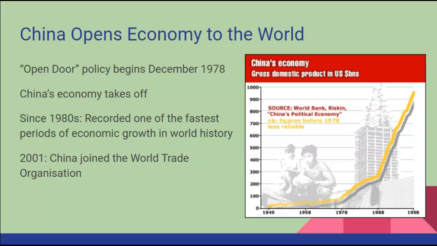With these reforms, many businesses came to China for the incentives and cheap labor. As a result, China's economy took off. Since the 1980s, China is considered to have one of the fastest periods of economic growth in world history. On the graph to the right, you can see how in a 20-year period from 1978 to 1998, China's gross domestic product rose from about $100 billion to almost $1 trillion.